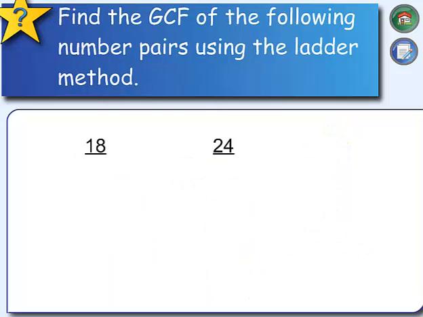You go ahead and try to find the greatest common factor for 18 and 24. Pause the video now, and then return to find another way to find common factors.